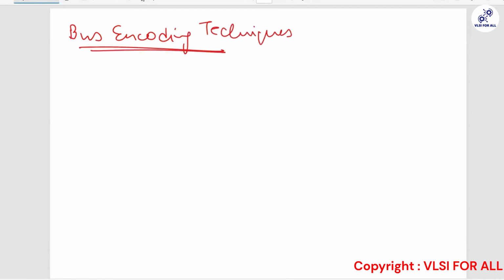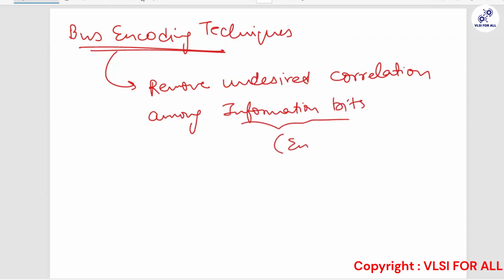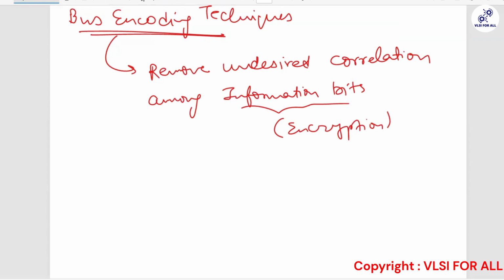So here what we are saying is we want to remove undesired correlation among information or data bits. Now, why are we doing this coding? We are doing this coding for reduced switching activity.